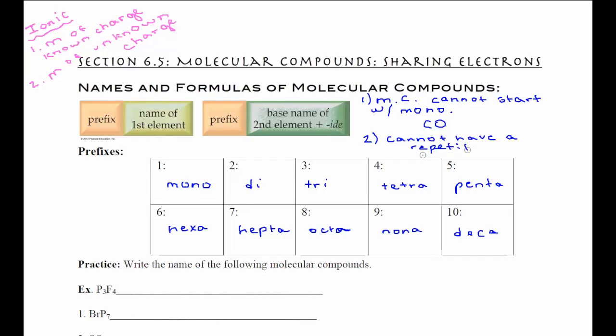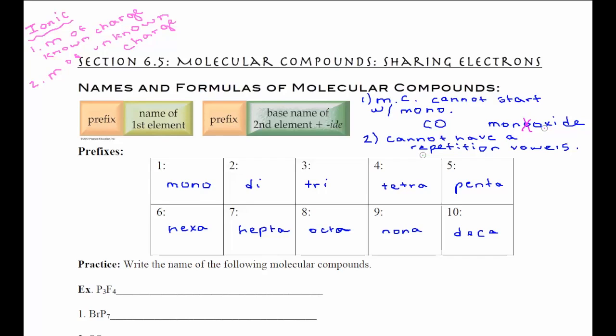This will make sense as we get more practice. It'll come naturally. For example, when I'm dealing with mono-oxide, I wouldn't write monooxide, because that is a repetition of vowels. I've got two O's together. So instead, it would just be monoxide. I get rid of that O.